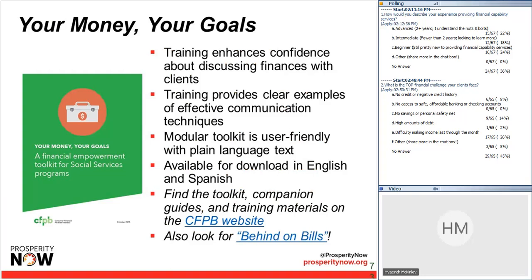It also provides clear examples of how those communication techniques might work in practice. It's modular, meaning you can go into different sections and get the pieces that you need. It also has really easy, accessible language so that you understand it, and you can talk about it both in your team and with your clients. It's available in both English and Spanish. You can find the toolkit and supplemental resources on the CFPB website.